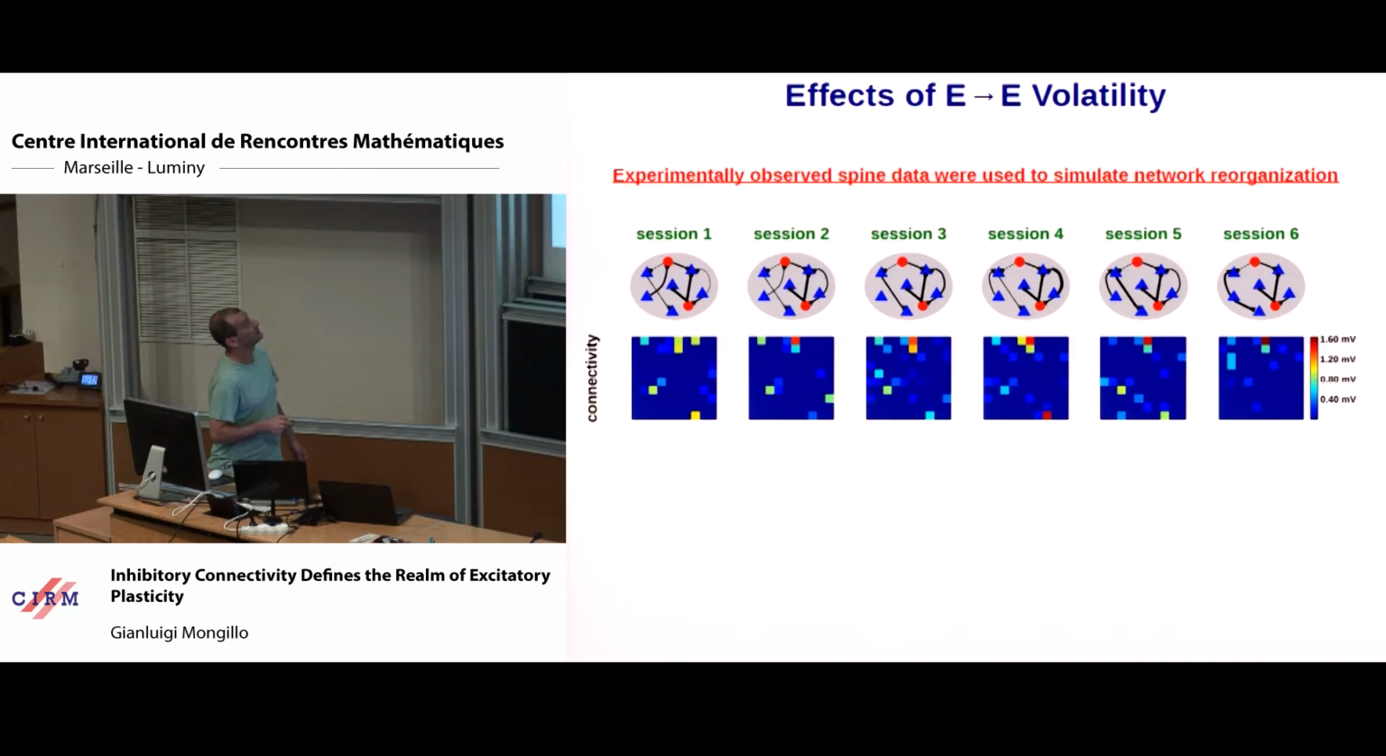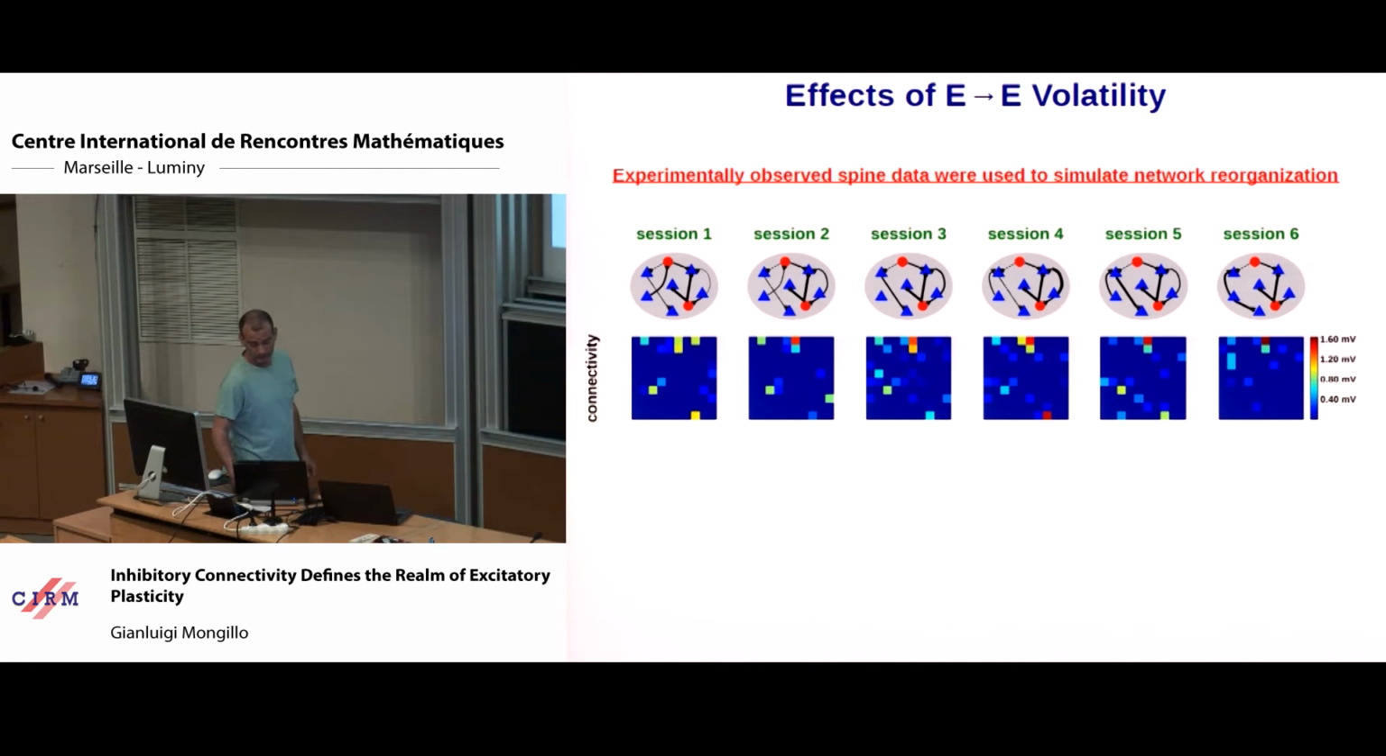And here you can see a snapshot of a 10 by 10 connectivity. So blue is 0 millivolt, so there is no connection. This is a sparse network, so most of the connections are not there. And the color code tells you the efficacy of each synapse. And just by looking, by eye, you can see that this connectivity is significantly changing across these 6 sessions, okay?